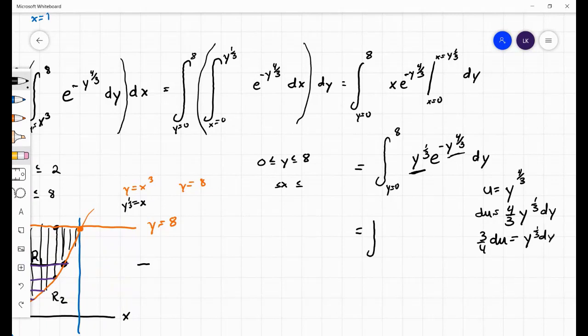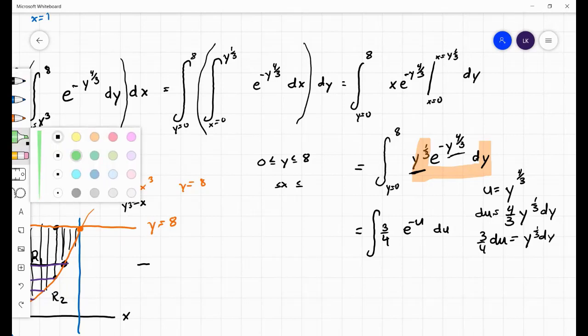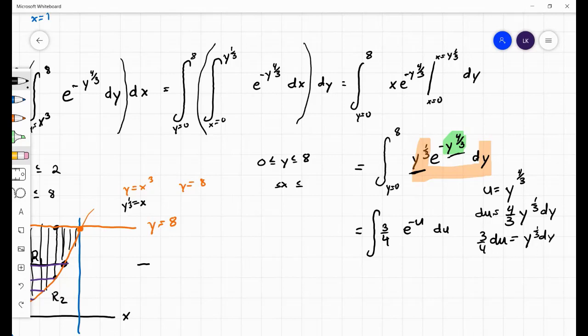Okay, so let's do this to change a variable. This portion is equal to 3/4 of du. And then we get e to the minus u. Okay. And what would the bounds be in the new domain, the u domain, so to speak? So what's the lower bound for u and what's the upper bound for u?